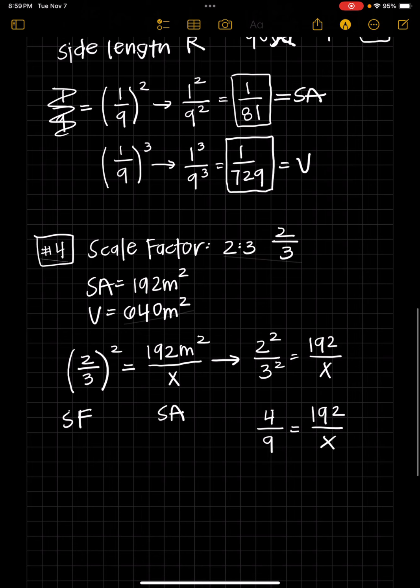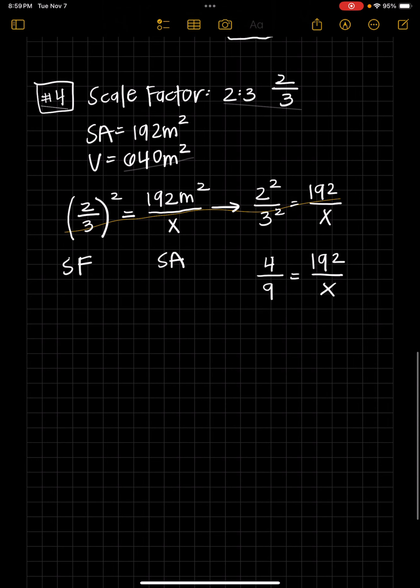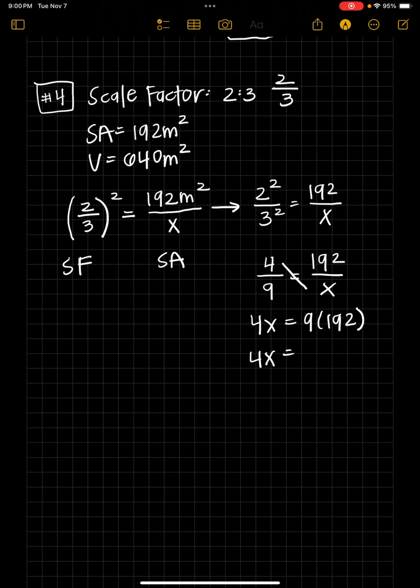And now we have two fractions that are set equal to each other. So when we have two fractions set equal to each other, we can cross multiply to solve, which means we're going to do 4 times X, which gives me 4X, and then 9 times 192 on the other side. So we have 4X is equal to 9 times 192, which gives me 1728. Then we can divide each side by 4 to get what X is. So X would be equal to 432.